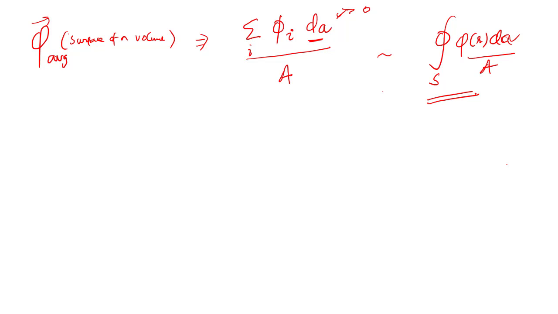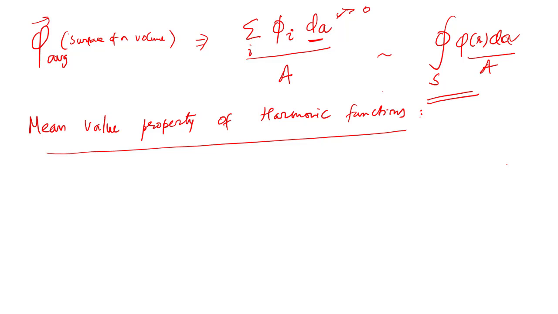Now, using this definition, let's look at something called the mean value theorem for harmonic functions. So it's the mean value theorem, or mean value property, of harmonic functions. Once again, we are studying harmonic functions, which are solutions to the Laplace equation, because we ultimately want to solve Poisson's equation. So we're trying to prove certain things here with harmonic functions, so we can use them later.